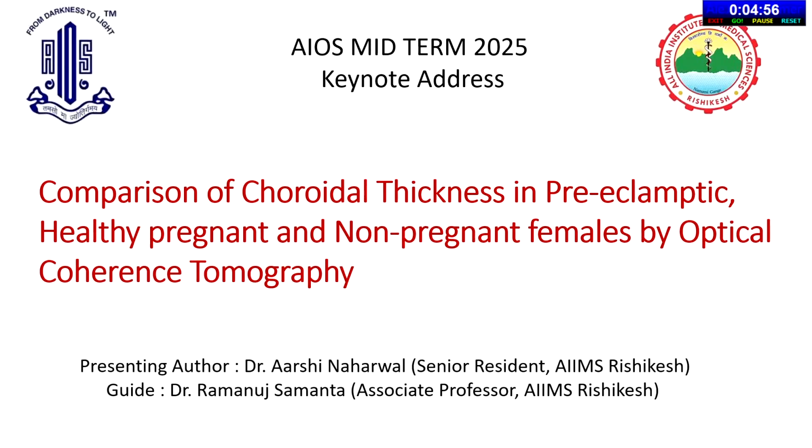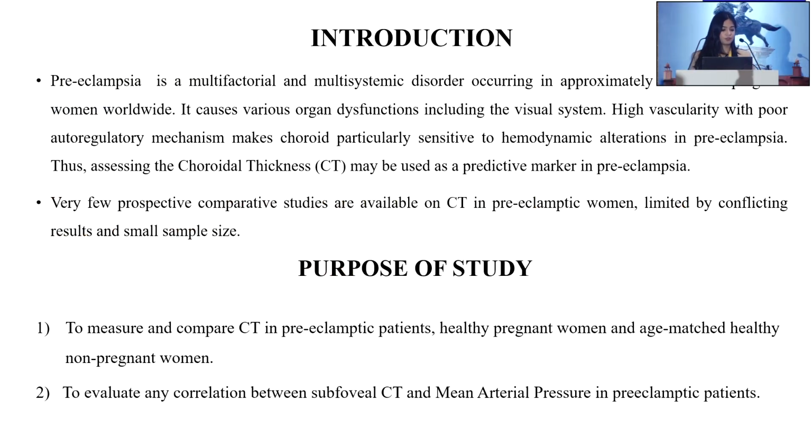Thank you. Good morning, esteemed faculty and audience. My keynote address is on the study, Comparison of Choroidal Thickness in Preeclamptic, Healthy Pregnant and Non-Pregnant Females by Optical Coherence Tomography. Preeclampsia is a multifactorial multisystemic disorder occurring in approximately 5 to 10% of pregnant women worldwide. It causes various organ dysfunctions, including the visual system. And high vascularity with poor autoregulatory mechanism makes the choroid particularly sensitive to the hemodynamic alterations in preeclampsia. Thus, assessing the choroidal thickness may be used as a predictive marker in preeclampsia.